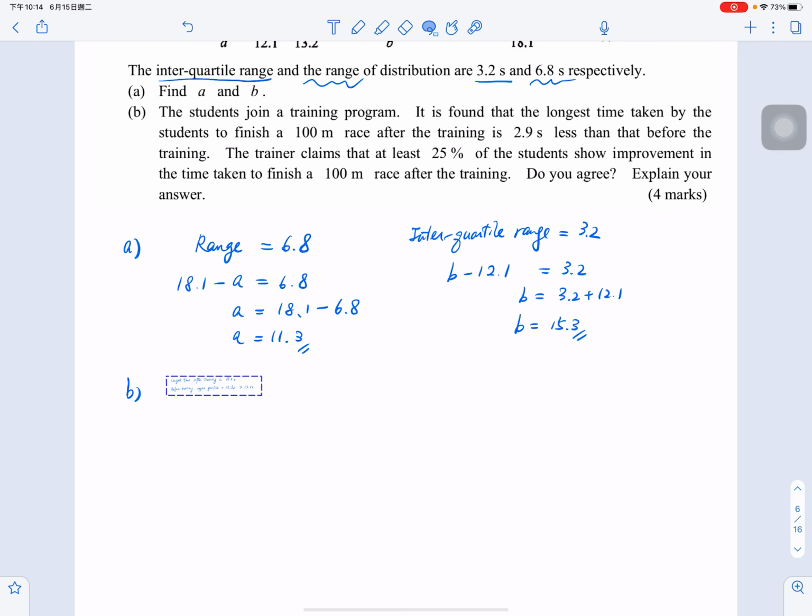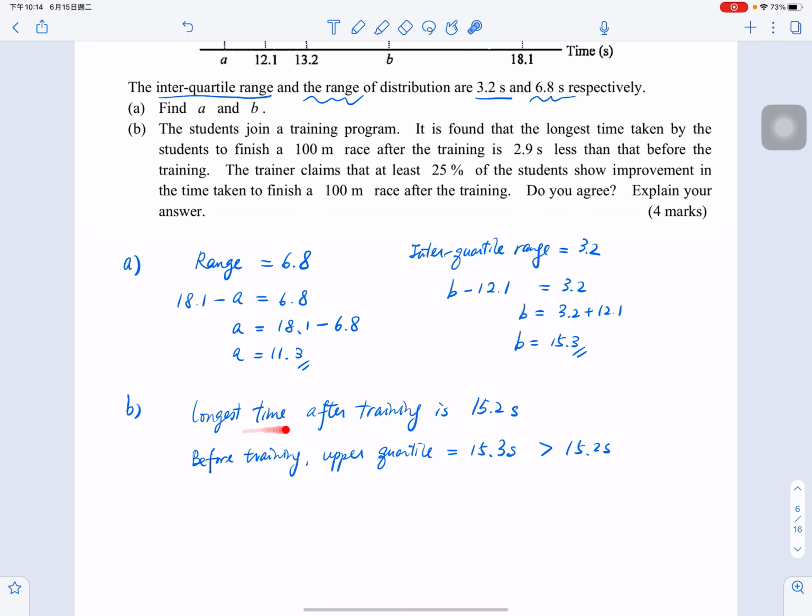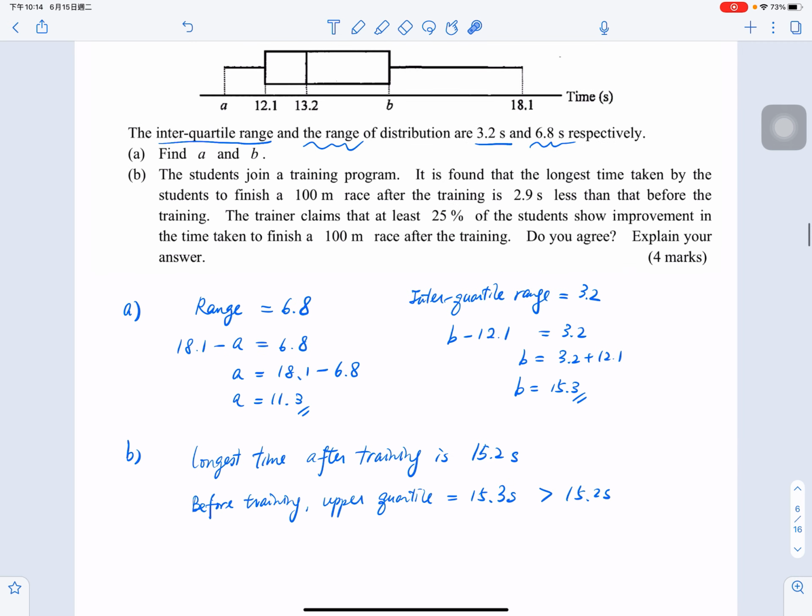Now, let's see. You see that the longest time after training is 15.2. That means the greatest value after training is 15.2. Before training, the upper quartile is 15.3. That means B. And now, which is greater than 15.2? That means the new one here. Okay, 15.2. Right, and you found that.